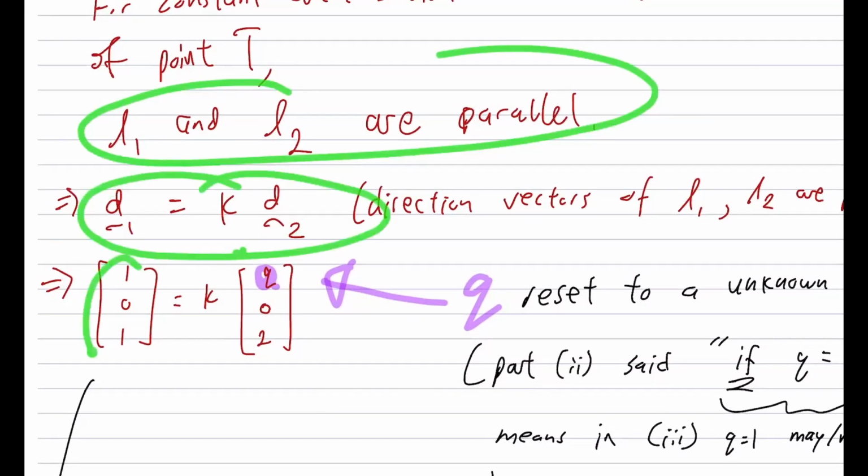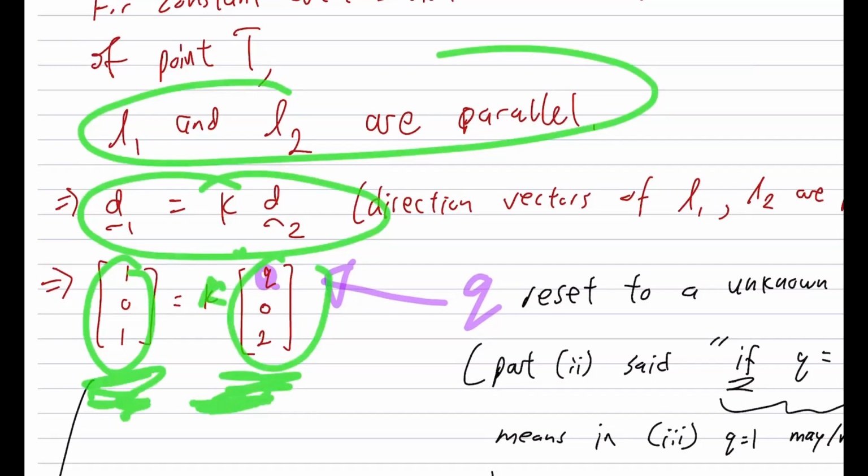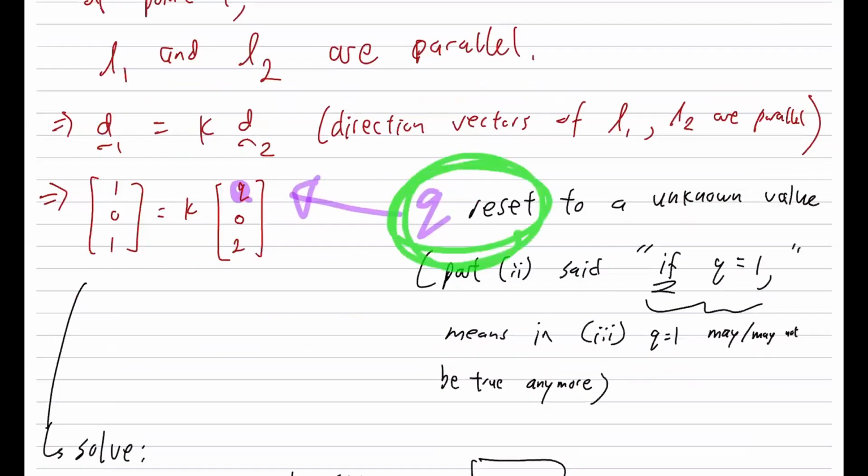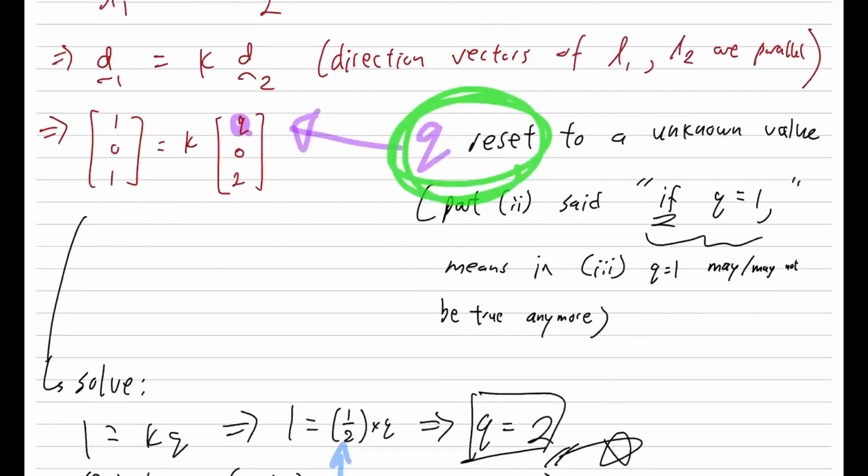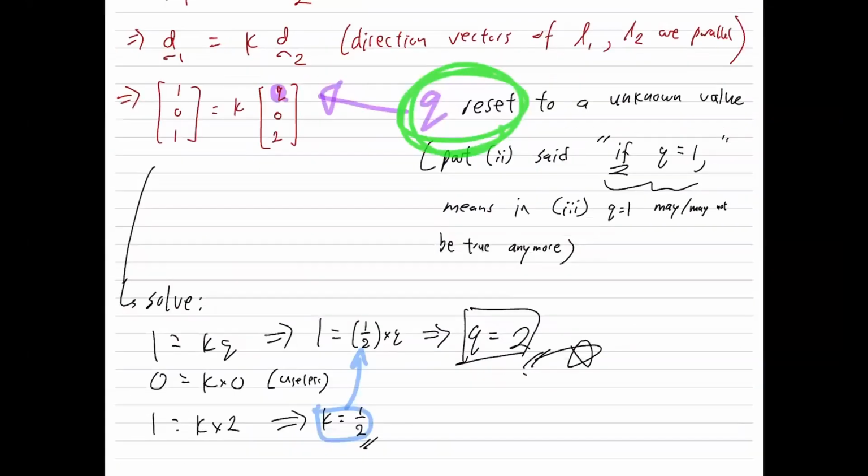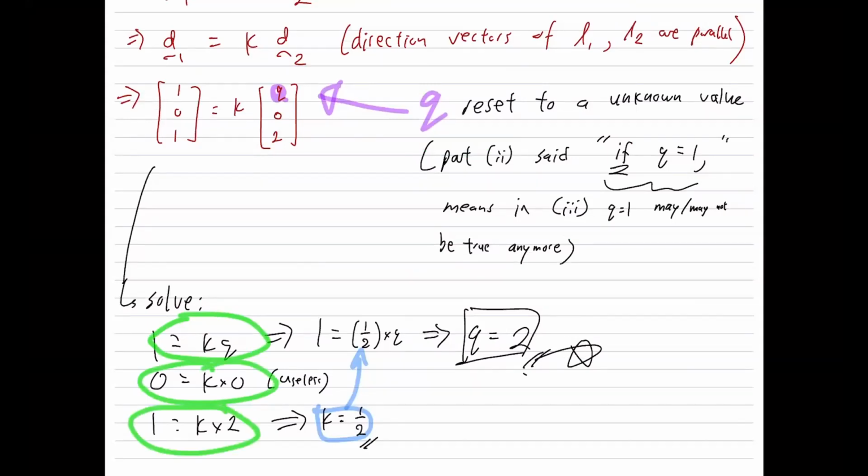So you can write down (1, 0, 1) is k times (Q, 0, 2). I'm using the direction vectors of L1 and L2. Is that clear? This is what you need. Then after that, Q is the unknown, which means you need to solve for Q now. You write down the three equations: 1 equals k times Q, 0 equals k times 0, 1 equals k times 2.